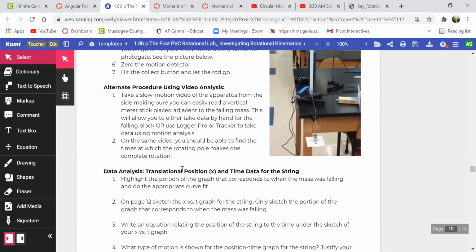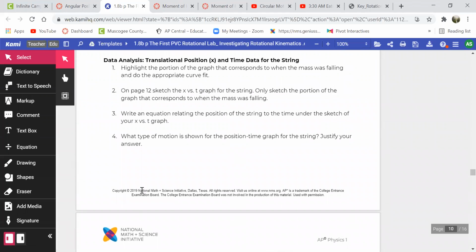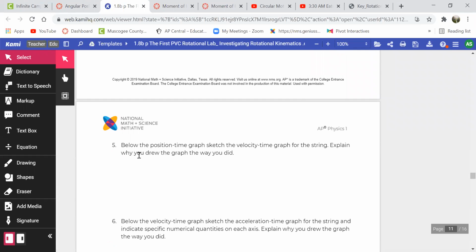Then you're going to analyze the data. You're going to plot those points that I've given you. That's the second chart that I gave you. And you're going to make a position versus time graph. You're going to write the equation. You're going to write what type of motion is shown in the position versus time graph. So again, it's either constant or accelerated, or non-constant. Then below that, you're going to sketch the velocity versus time graph using that slope.